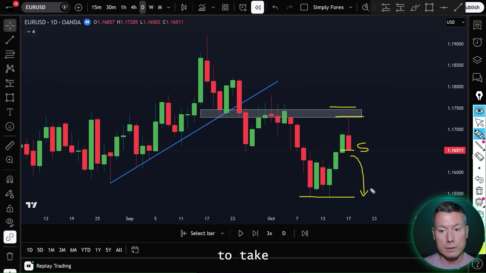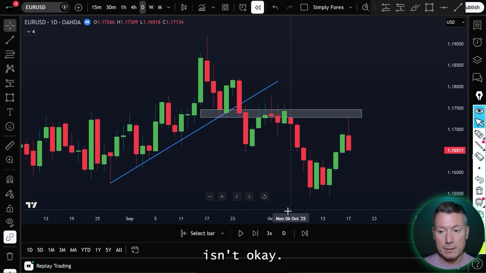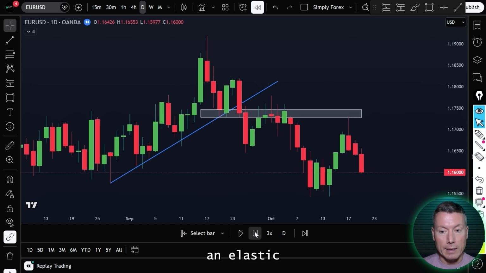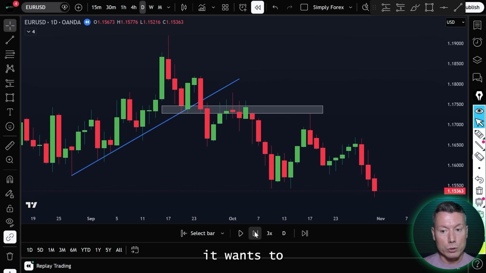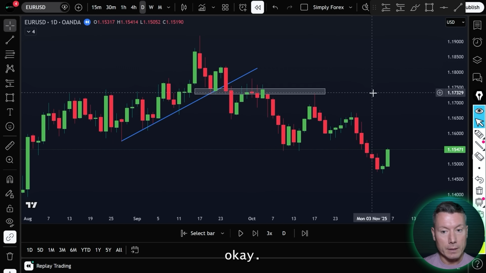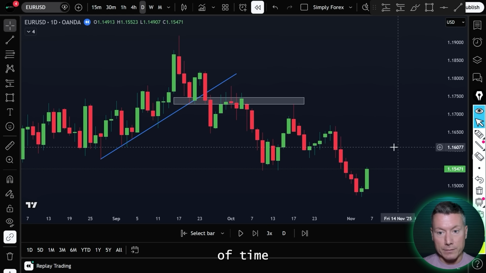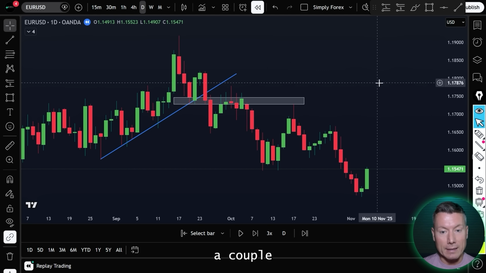Again, I would look to take some profit here, let some profit run. But you can see this is trading from value. Selling down here simply isn't. Okay, and if we play this along again, remember the retrace is like an elastic band, and then it wants to shoot off. Okay, and in this small piece of time on Euro US dollar, we've had a couple of really nice trades because we waited for value.